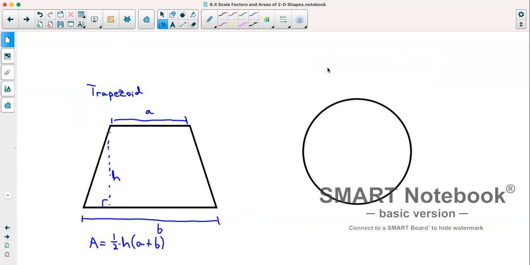Now over here we have a circle. For our circle, all we need to know is our radius. So our area for our circle is pi r squared.